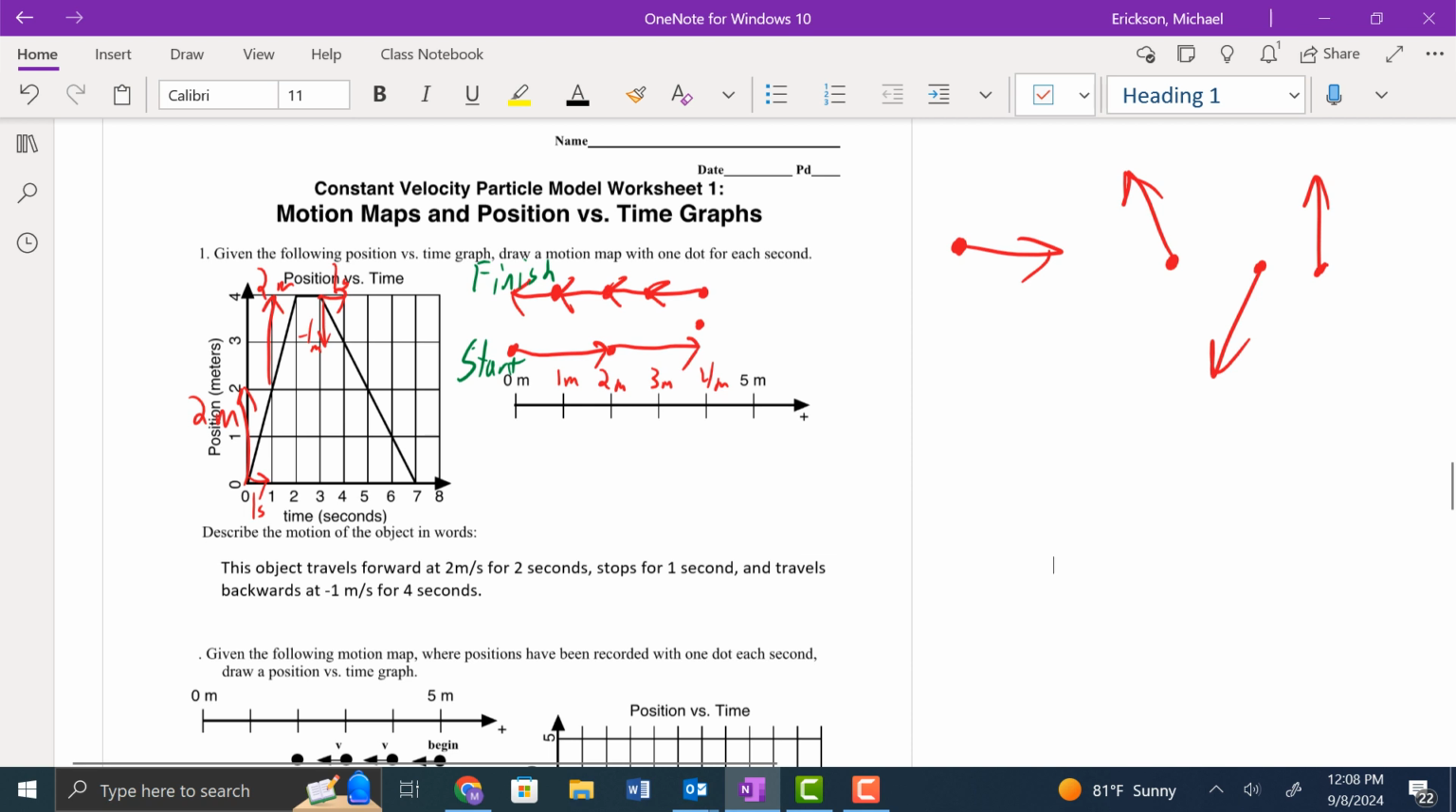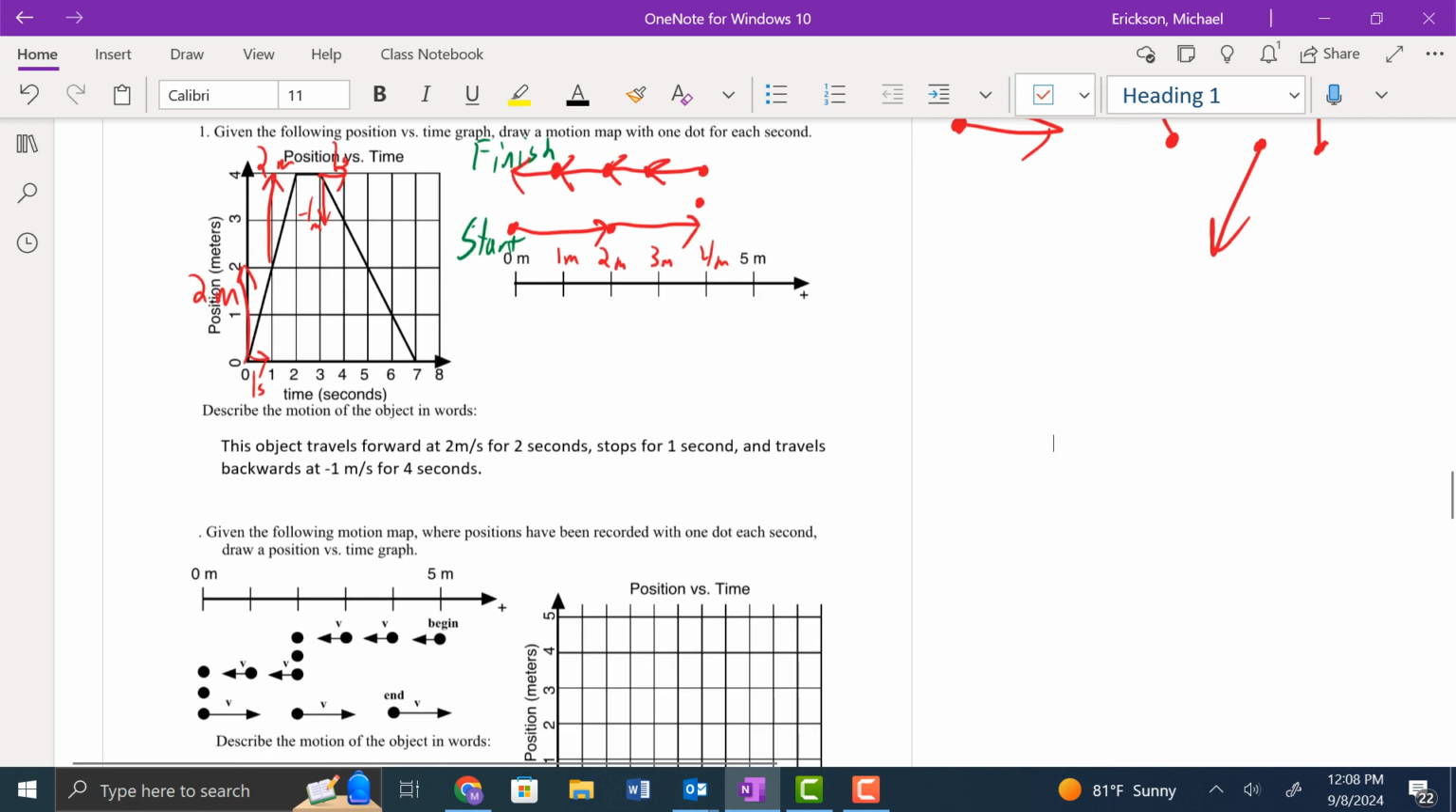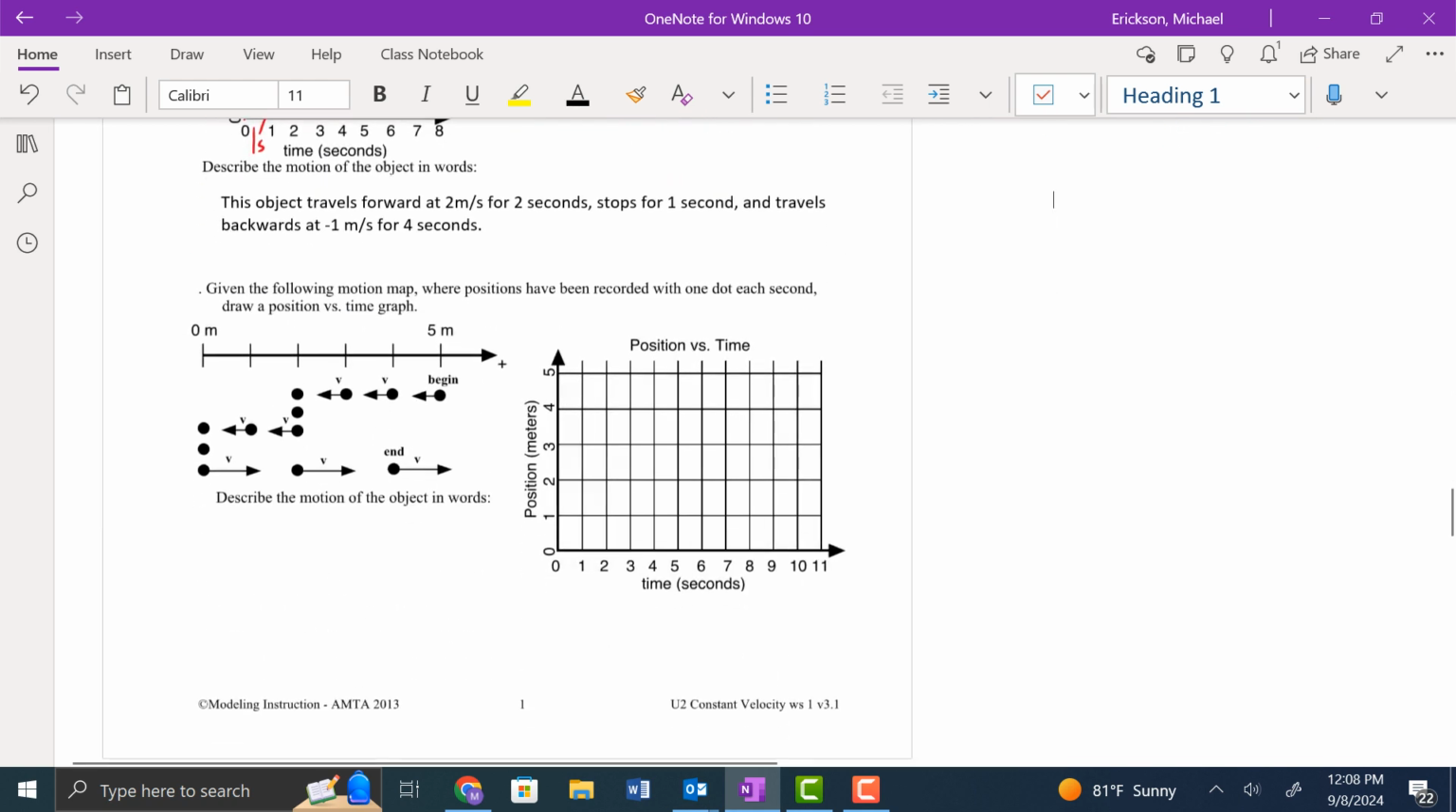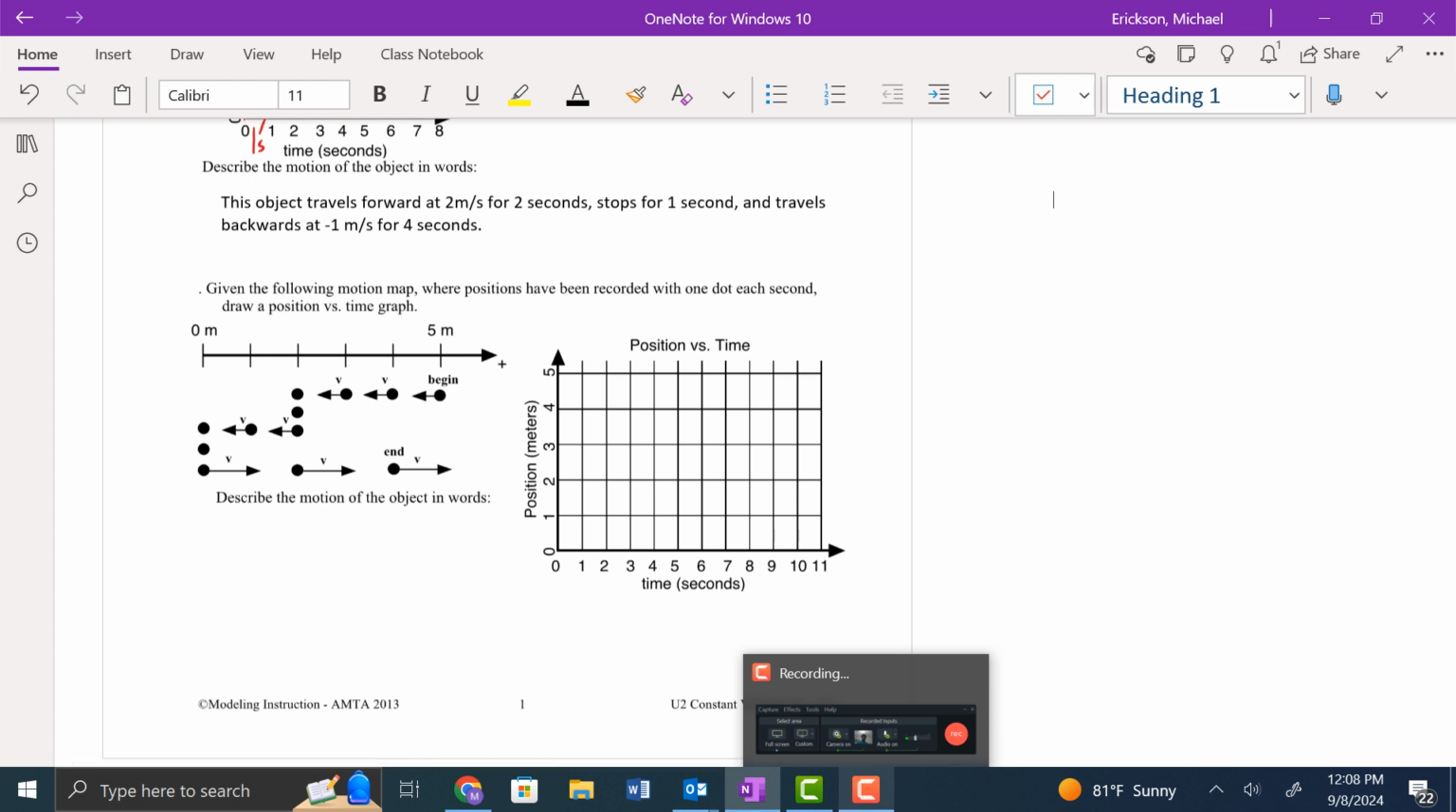We're going to have another problem. This time, instead of starting with the position time graph, we're given the motion map. So I'll work it out in a second. Let's see if you can try to make what this is first. If you do it first and then see what I do, I think you'll be better off for it. So I'm going to pause the video and give you a chance to do this one.